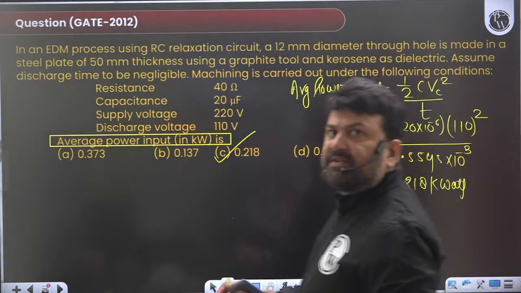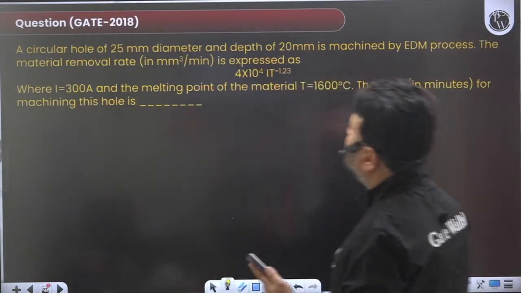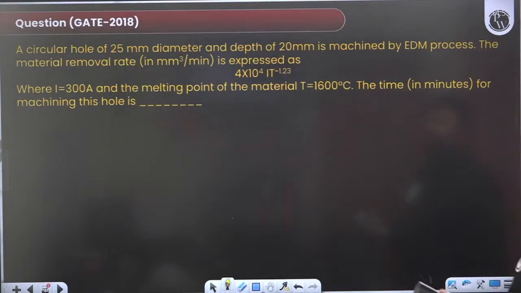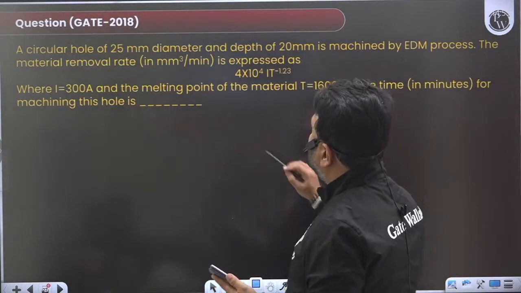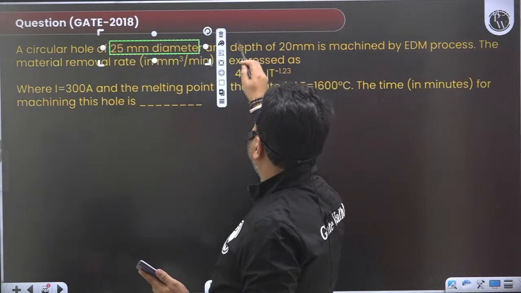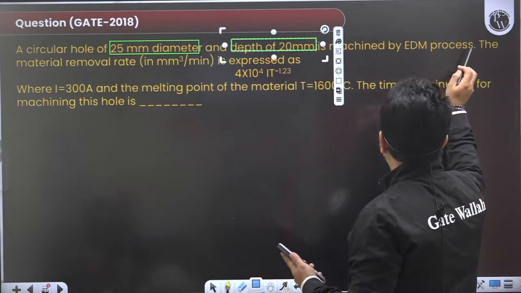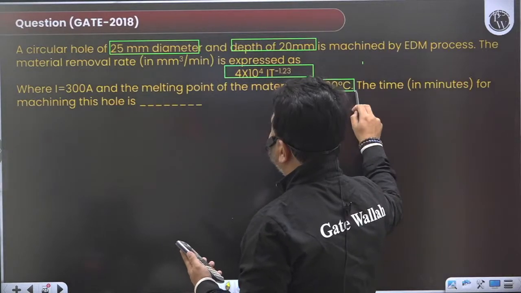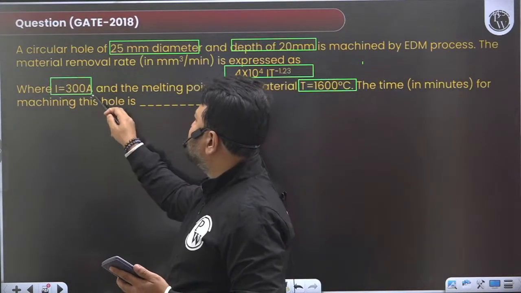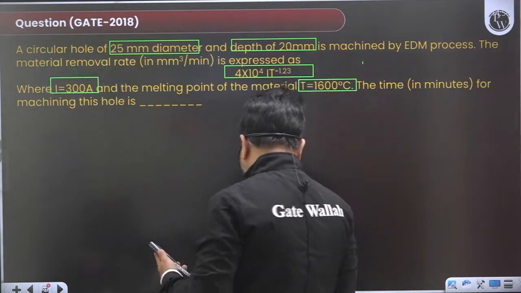Now, the next question. A circular hole of 25 diameter and depth of 20 is machined by the EDM process. MRR is given by this, melting point is this, and applied current is this. Machining time we need to find out.